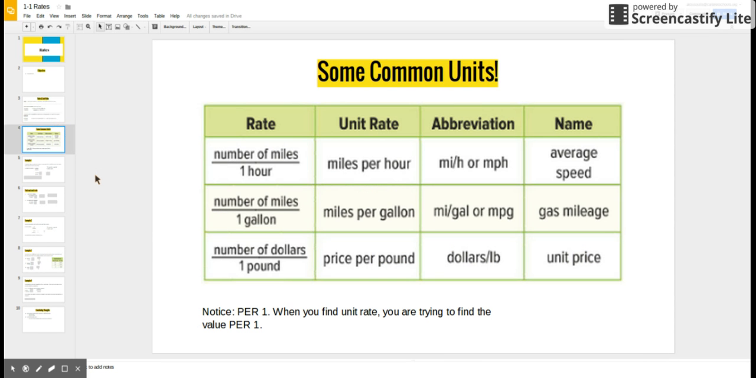So here are some common units that you are familiar with. You have number of miles per 1 hour, which is the same thing as saying miles per hour. You can see it like this. Most of the time you see it like this, mph, like on the road. And that's what you would call the average speed.